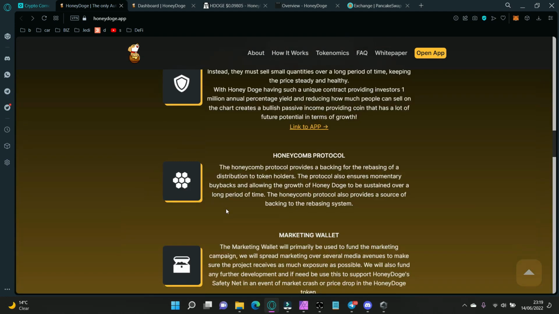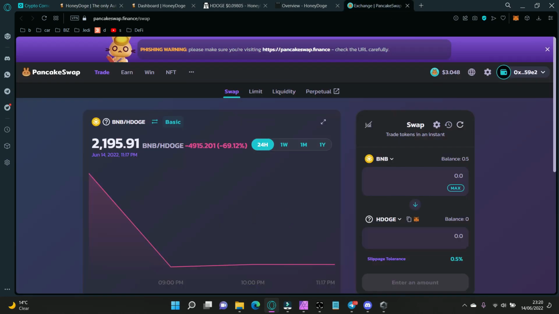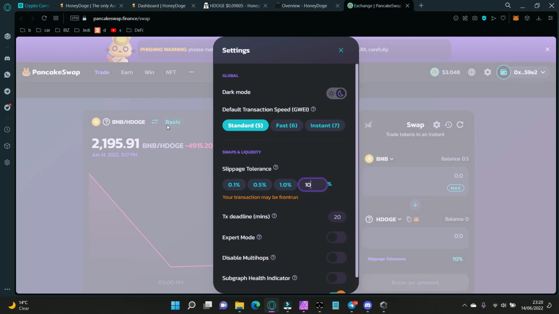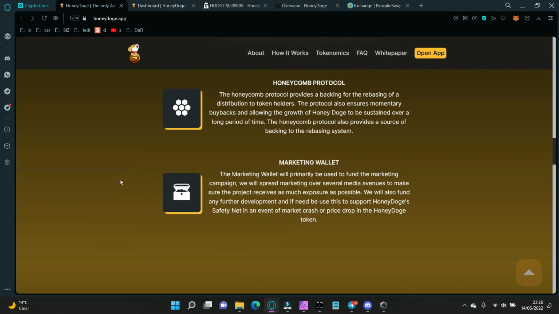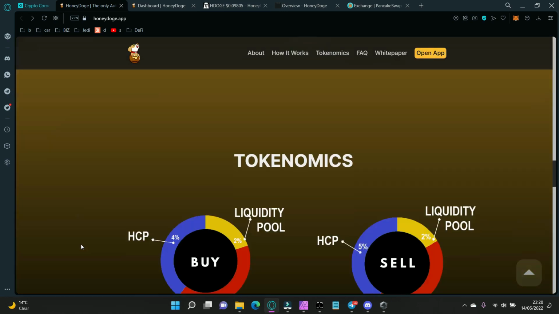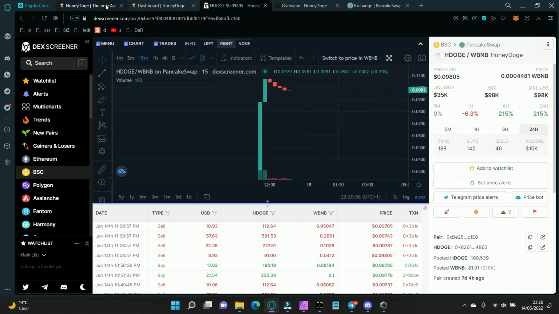And the only other thing you have to be aware of is the tokenomics. When you buy it, you have to pay a 10% buy tax. So when we buy it here in Pancake, we have to increase the slippage to at least 10%, maybe even a little bit more, 11. And this tax is divided into a couple parts: liquidity pool, marketing, and HCP, Honeycomb Protocol. This is usually something on these platforms that helps it be more sustainable and keep it going for longer. Maybe when the price is dipping, they will automatically, or by themselves, buy some more of the coin to keep the price a bit more steady.